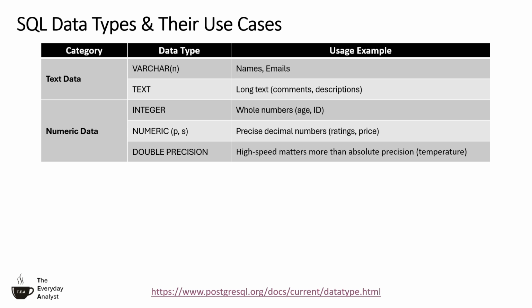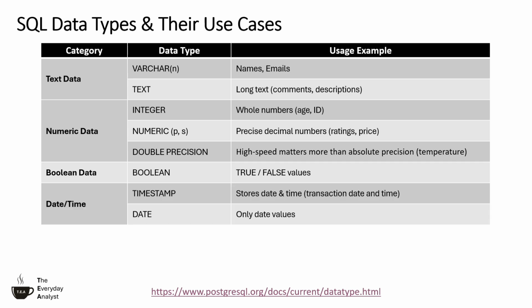Then we have double precision, probably not suitable for financial data, but it is helpful when high speed matters more than absolute precision. We could store data like temperature in this. Boolean data stores just simple true or false values. It is often used for flags like maybe is the customer active or is the store active, true or false. Next, we have date and time category data types. Within that, some of the most commonly used are timestamp and date. Timestamp stores date and time both, and date is only for date values.